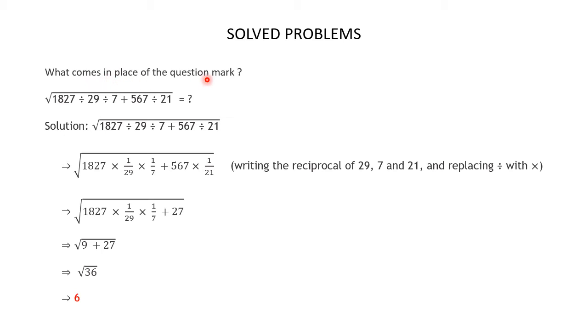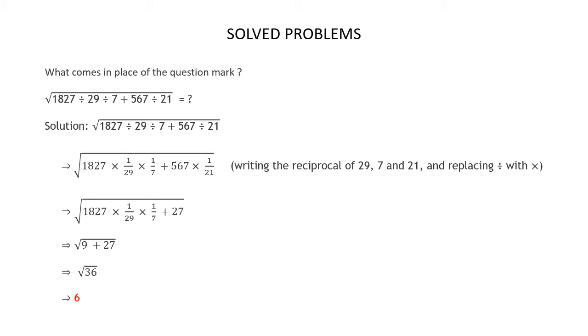What comes in place of the question mark in this expression? So first you have to solve this expression to get the answer. First, replace all the division symbols with multiplication symbols. Then write the reciprocals of 29, 7 and 21.